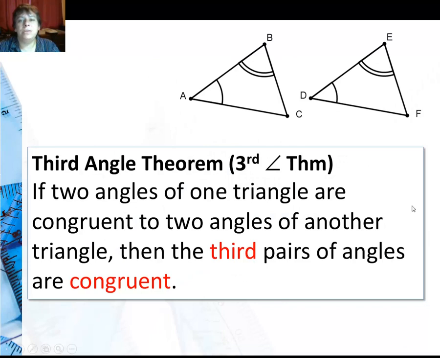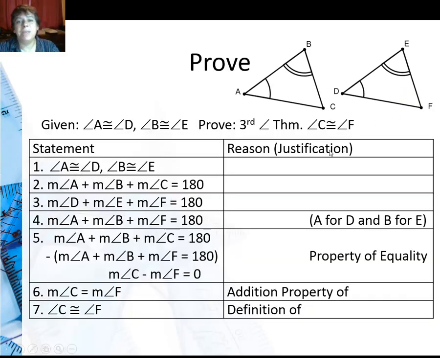So I have two angles in two different triangles here. Angle A is congruent to angle D, and angle B is congruent to angle E. The theorem says since two of these angles are congruent, then the third pair of angles must also be congruent, that pair right there. So we're actually going to prove it.